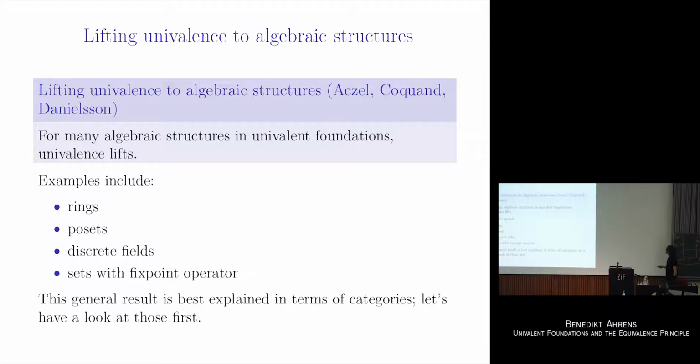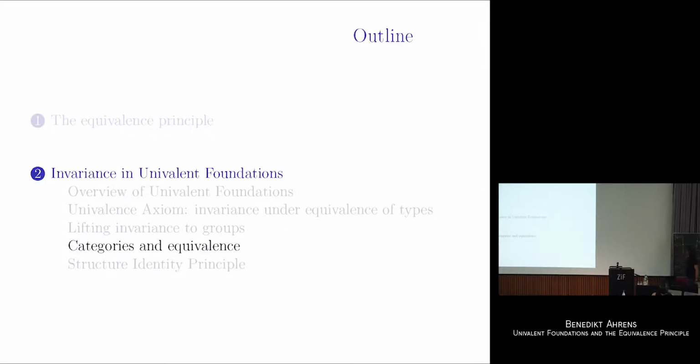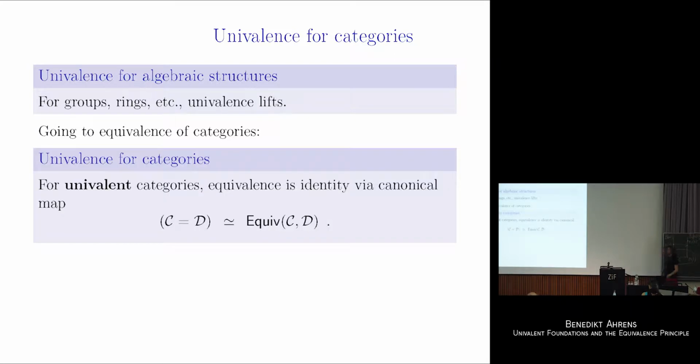But in order to make precise what I mean here, it's best to talk about this in terms of categories. So I will quickly talk about categories in univalent foundations and then come back to this result afterwards. So we had this result that for groups and rings, univalence holds, meaning that we get an equivalence, an invariance result for these algebraic structures. When we go to categories, the situation is slightly more complicated.